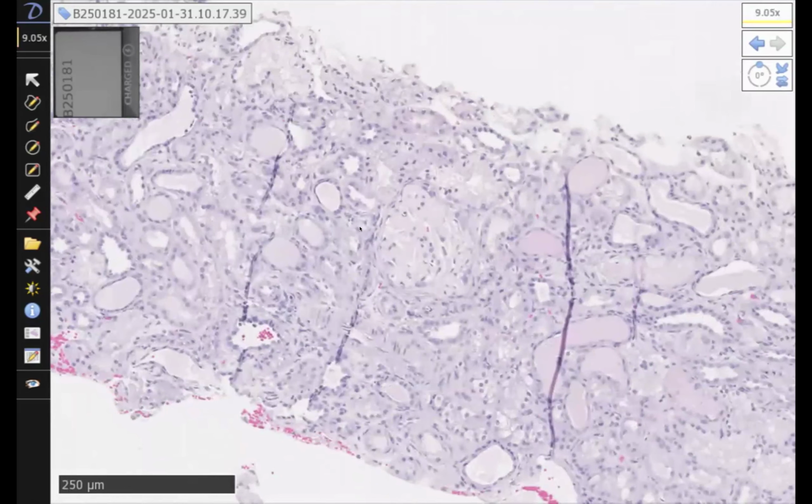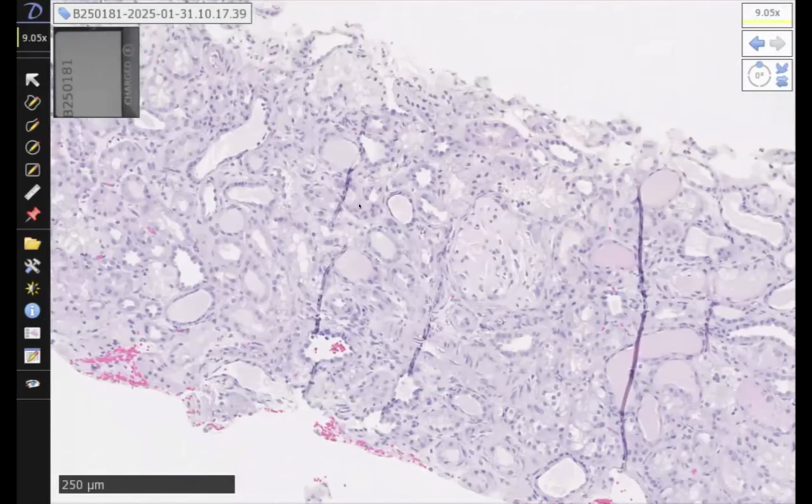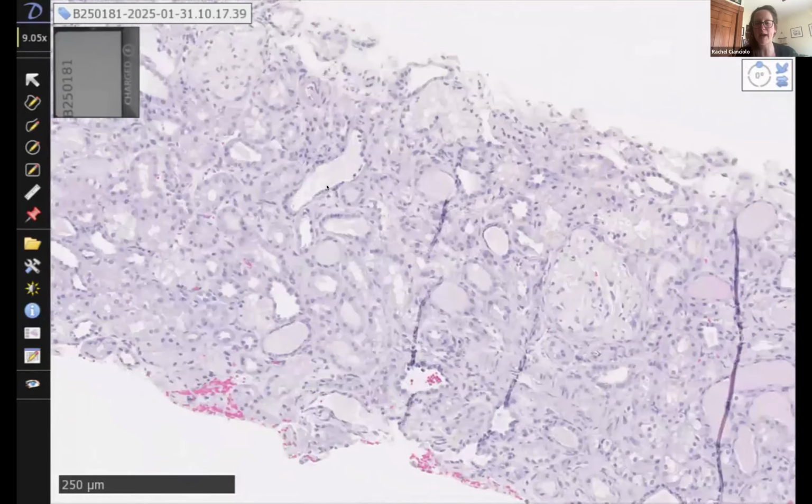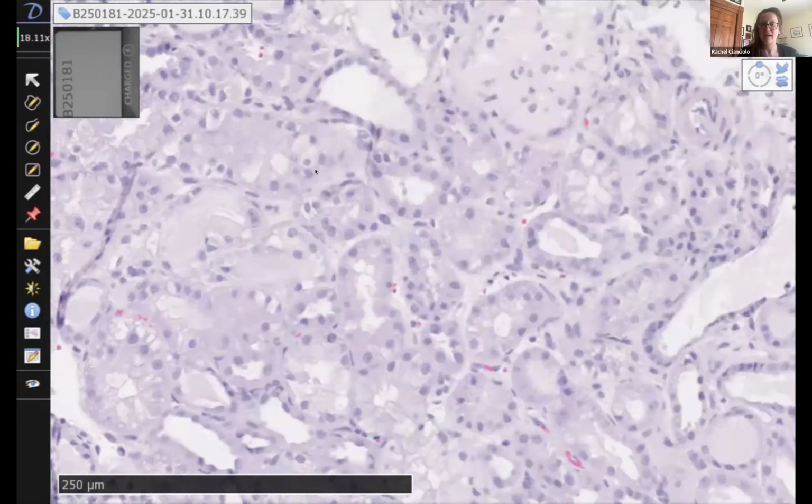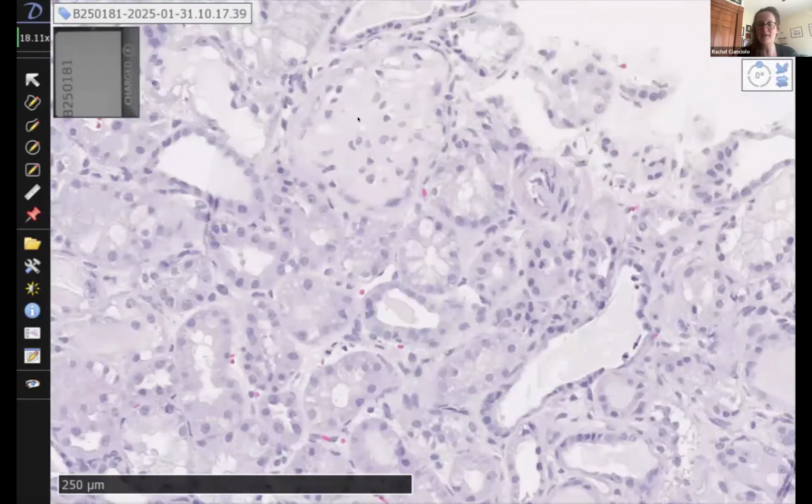I don't know if I noticed it. This was also a short excursion. Oh, for the biopsy pass? Yeah. Okay, so we have some glomeruli in here.